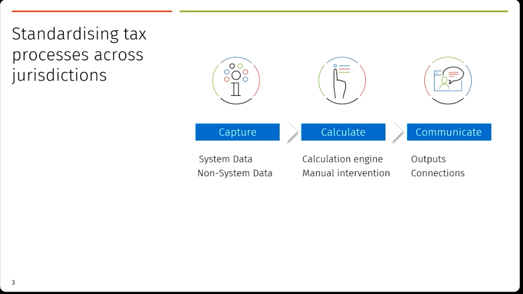But effectively, what it is: first is what you put into the system, so your system and your non-system data; what happens under the bonnet, the calculations, the manual interventions you need to make on a day-to-day basis; and then what you get out the other end, your outputs, your connections, and that's what's going to enable you to make those filings and stay compliant, basically.